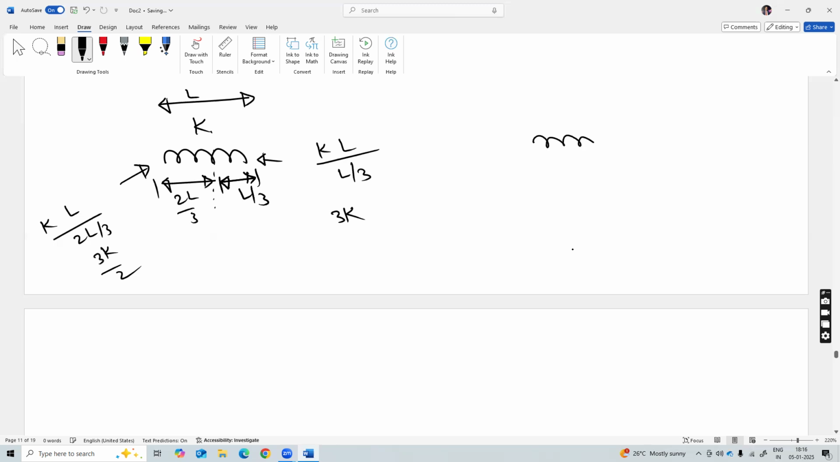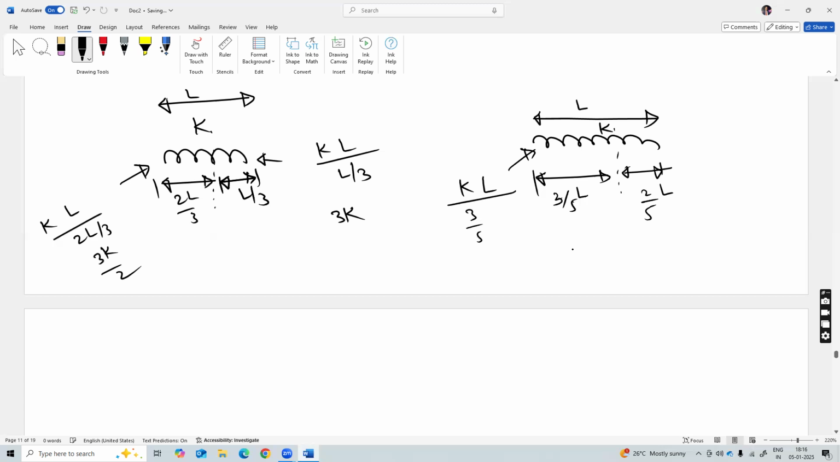Similarly, if you have a spring with initial length L and initial spring constant K, now you cut it so that this section becomes 3 by 5 L, and this section becomes 2 by 5 L. Then the spring constant of this section after cutting will be K into total length divided by present length, that is 3 by 5 L. L will get cancelled, and it will become 5 by 3 K. Similarly, the spring constant for this section will become K into initial length L divided by present length 2 by 5 L. So L will get cancelled, and it will become 5K by 2.